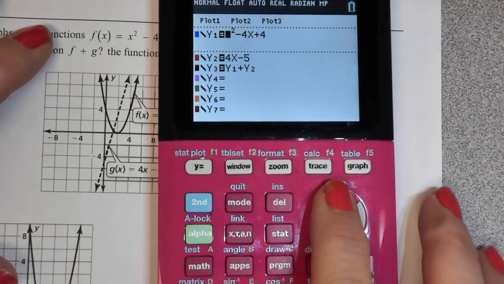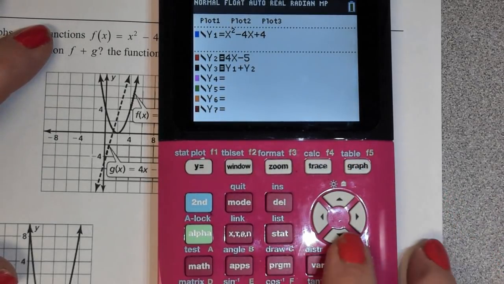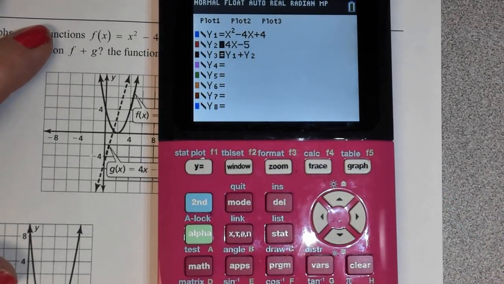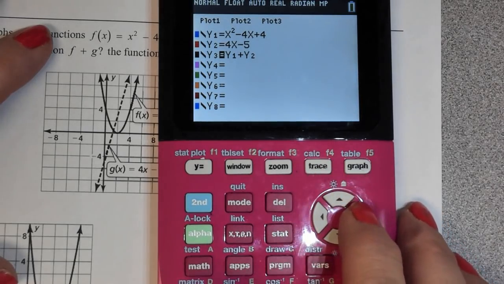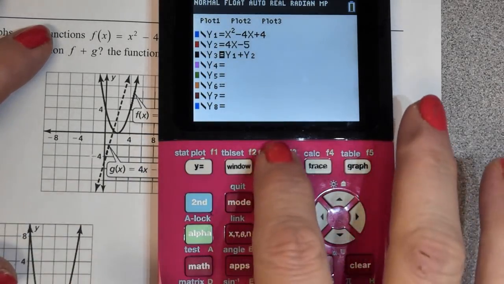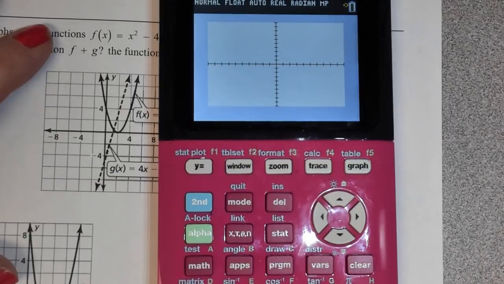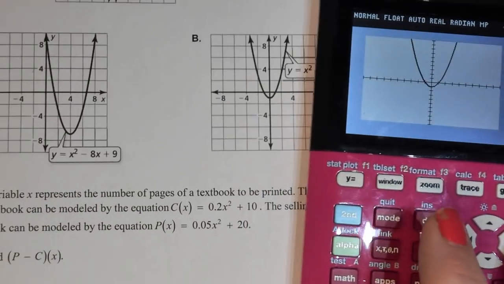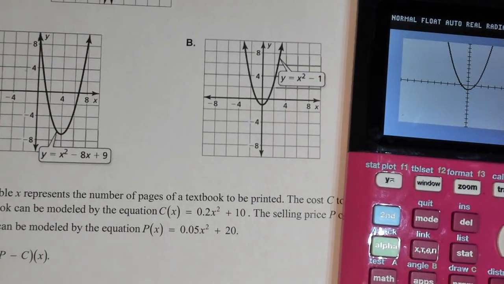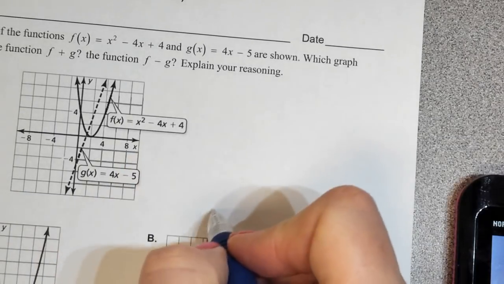All right, so now go back to y equals. We don't want to see y1 and y2. It's just going to make the graph look ugly. So I turn those off. I'm going to do a zoom 6 to get my standard screen. And here's what it looks like if we add y1 and y2. We get this function. So which one is that? B. So this one is when we add them.